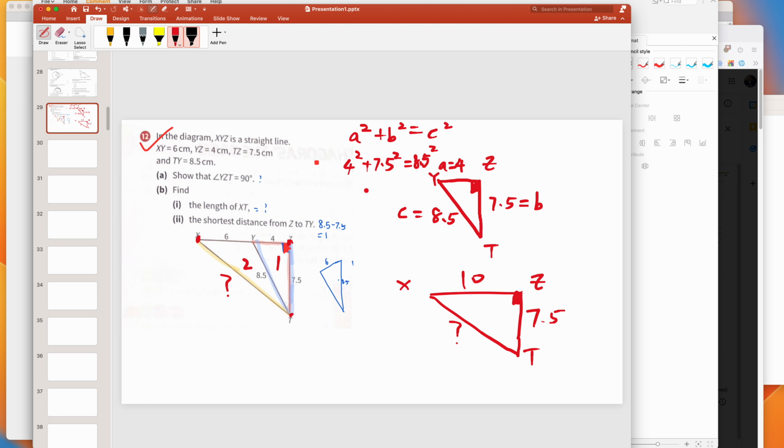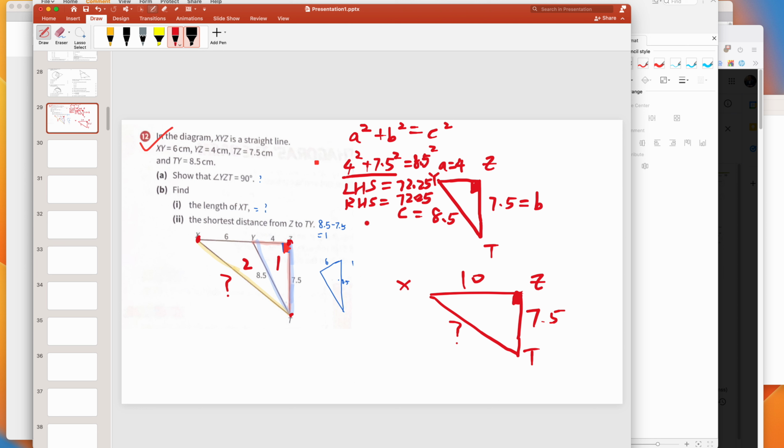So you just help me, right, this one. LHS, the left hand side, was the value 4 square plus 7.5 square. What's the value? 72.25. Yeah. Then the RHS, 8.5 square, is 72.25. Then what did you say just now? Are they equal? Yeah.